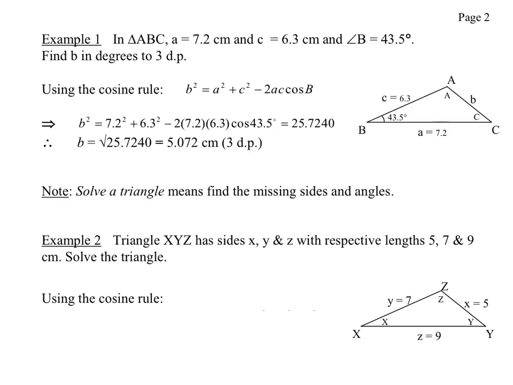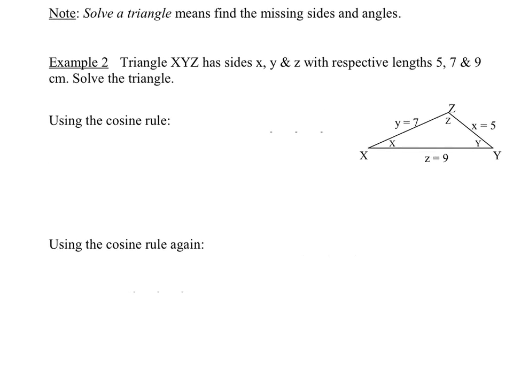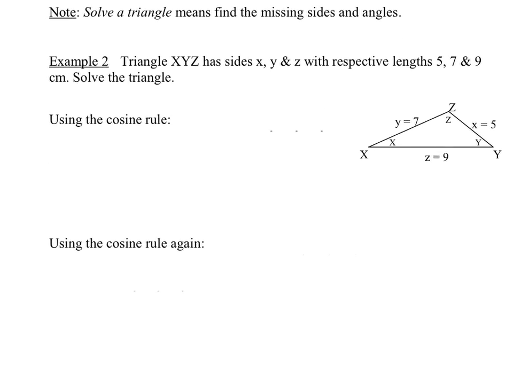Now, if you're asked to solve a triangle, it means you've got to find all the missing sides and angles. So in this example 2 here, there are a bunch of things that we need to find. We've got to find the 3 angles here, given that we've already got the 3 sides. So the cosine rule actually helps us to do this. We don't need any angles to start off with. If we get given the 3 sides, that's enough for us to be able to figure out the angles that we need.